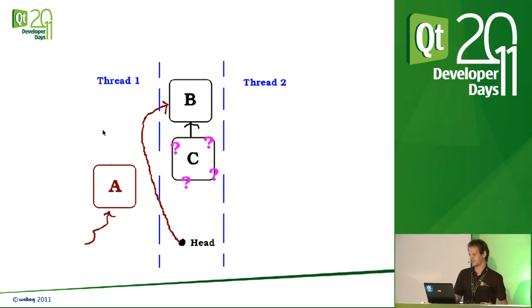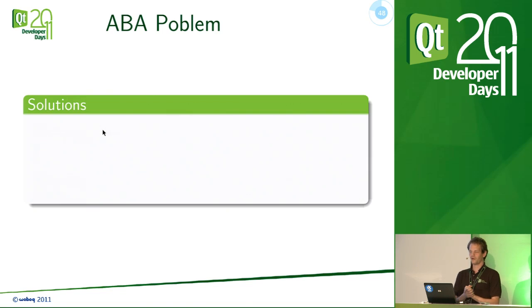And it could be worse. It could be that thread 2 pops A, and then pops B, and then pushes A back, and then head will still point to B, which is supposed to be popped. So we have this problem. So how will we solve it? Because there is, of course, a solution to this problem.